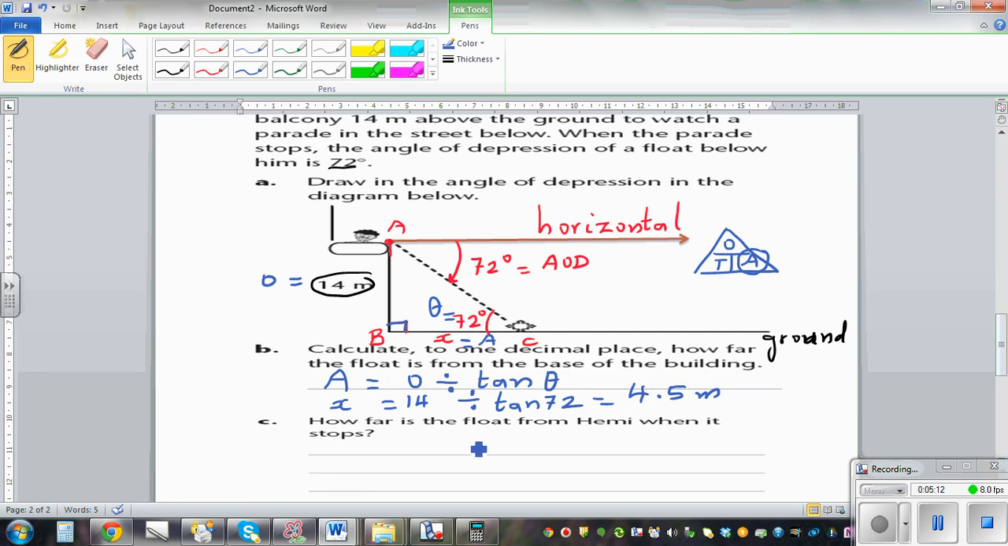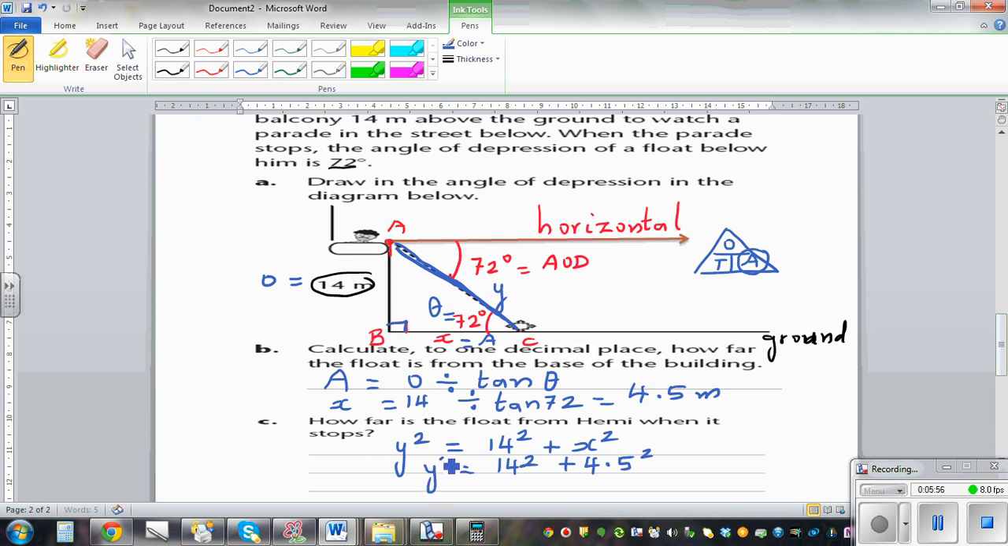How far is the float from Hema? So this distance is what you want to find. You can use SOHCAHTOA or also Pythagoras. Let's say this is y. Using Pythagoras, I can say y squared is equal to 14 squared plus x squared, which is 14 squared plus 4.5 squared.